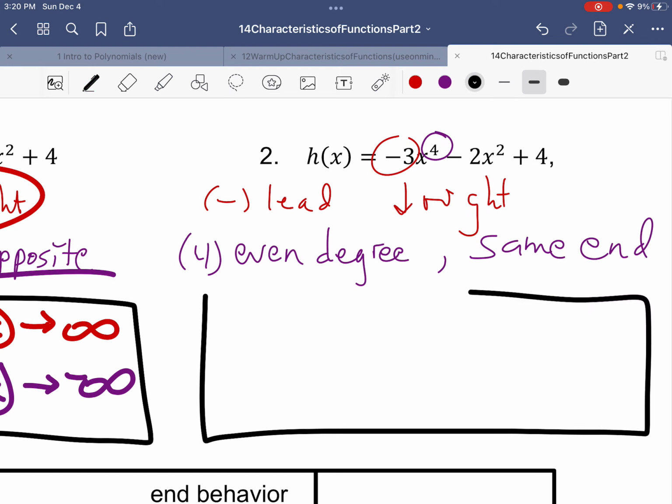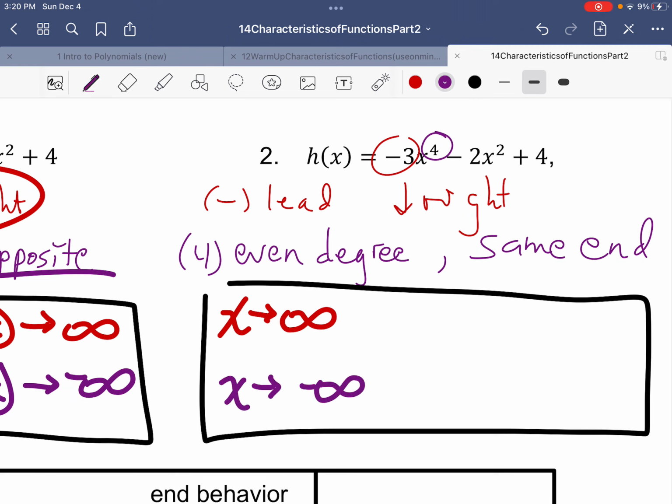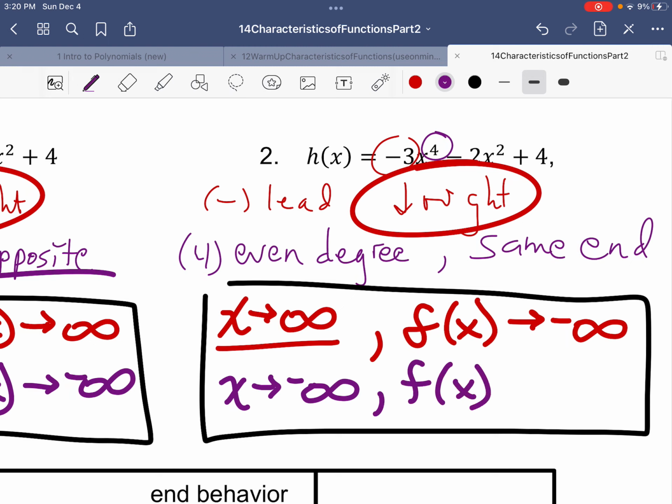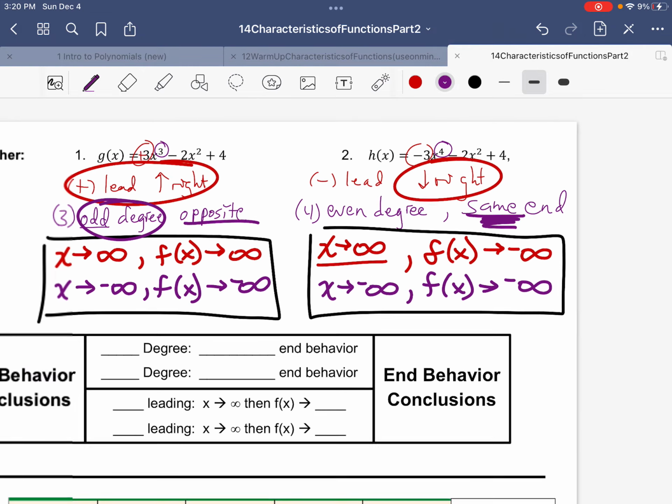We're ready to make our final conclusions. What's the conclusion? It's what the graph is doing to the right, and what the graph is doing to the left. You're always going to have both sides here. Sometimes kids will write both these down. But to the right, I already concluded that the graph goes down. That means f of x goes down to negative infinity. To the left, to the other side, we know it's going to be the same end behavior, so that means it also goes down to negative infinity.